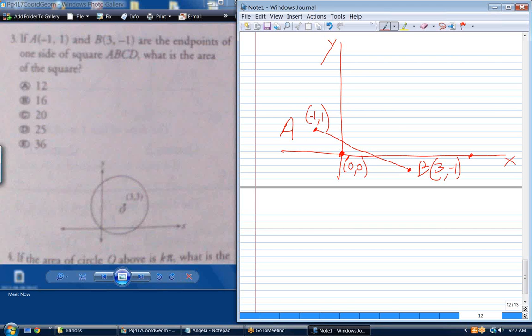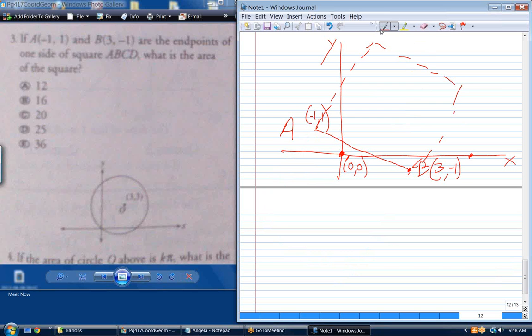So clearly the square has two possibilities. This is one, and the other way is one. What is the area of the square? Well, it doesn't matter, does it? Which one I use, the area is going to be the same, so we'll use this one here.